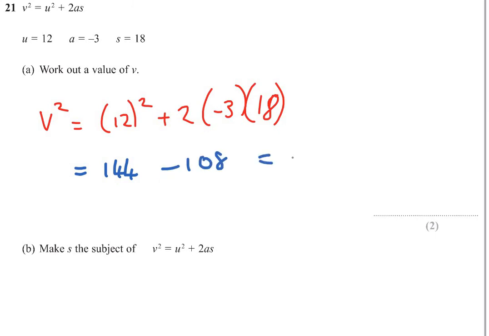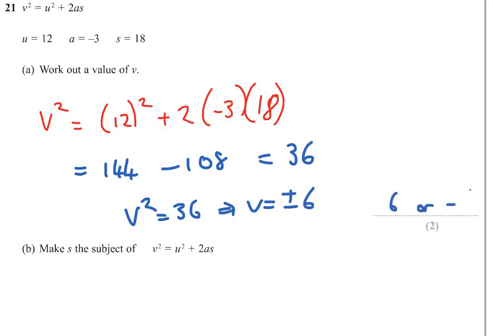So we get 36. So V squared equals 36. And so V equals plus or minus 6. So I'll write 6 or minus 6.